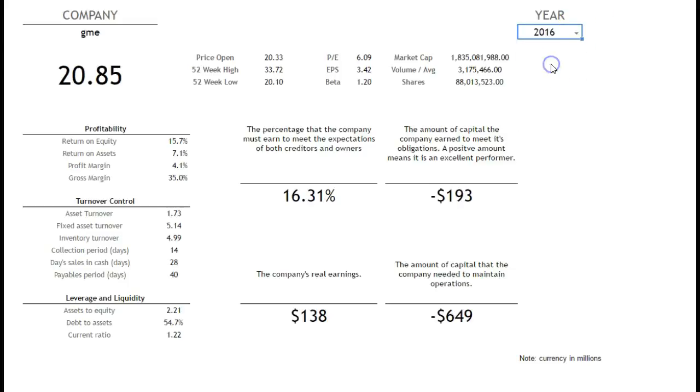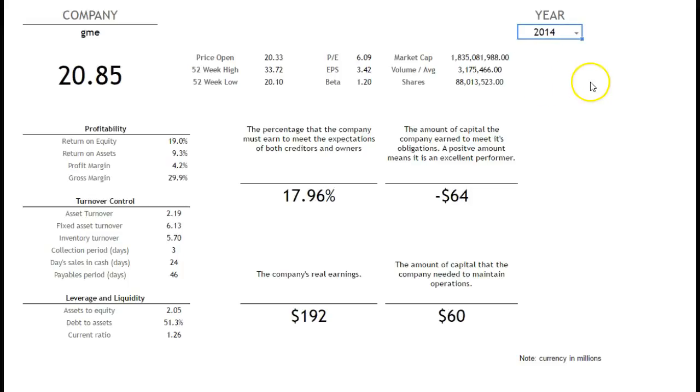2016, the rate went down to 16%, at negative 193, 138 positive earnings, and negative 649. This is a little troubling. Go to 2015, 18%, negative 56, a good 209, and negative 86. Because the real earnings is higher than both of these negatives combined, it's still a good company.